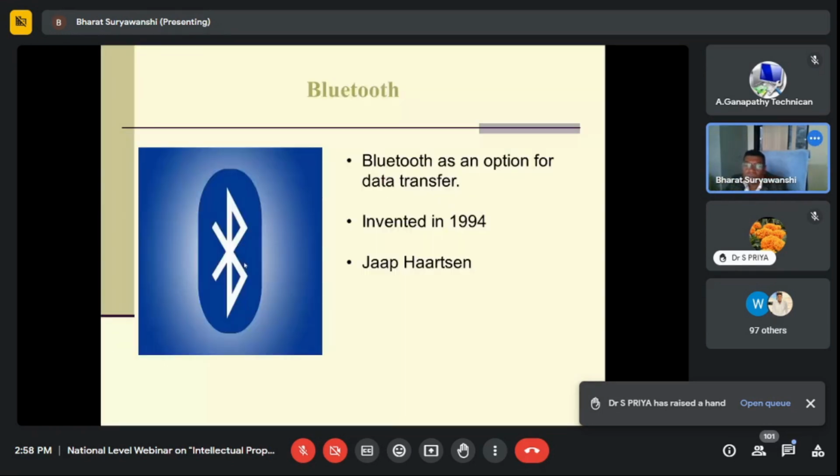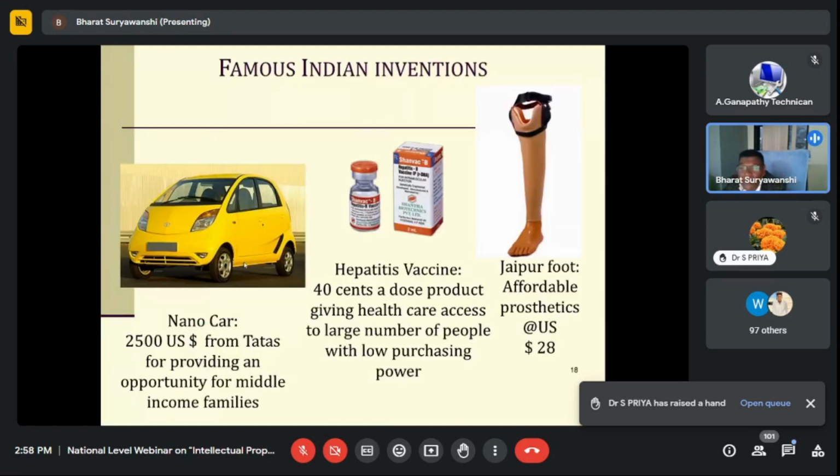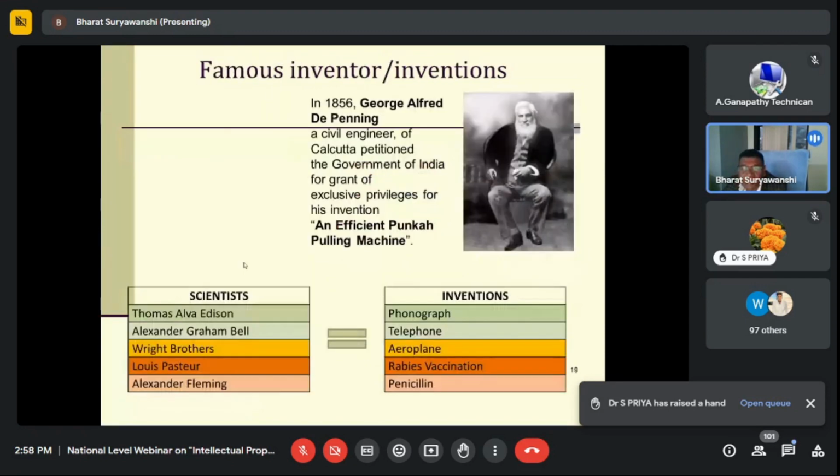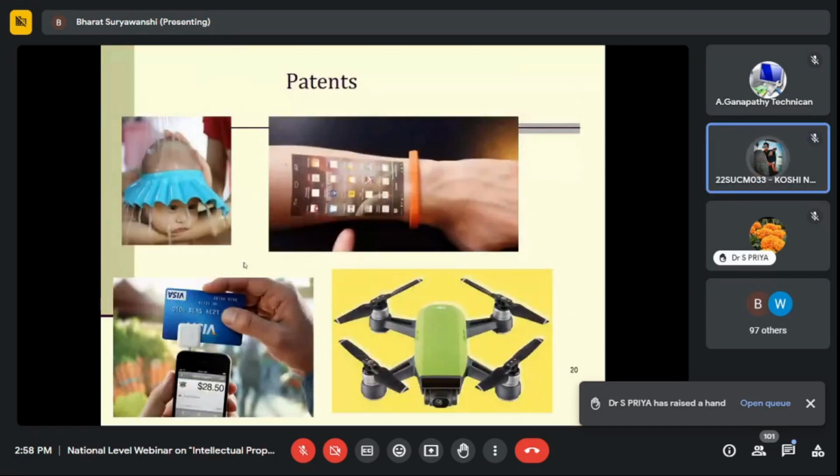Earlier there was no Bluetooth. Now you are having it, you are transferring your data. Again, the Nano car was not there. Hyundai was there, Tata Motors, Maruti, but now it came in between. Vaccines, sports. Many are the examples of inventions. Now we are using ATM for that. Smart card, credit card we are using for that.